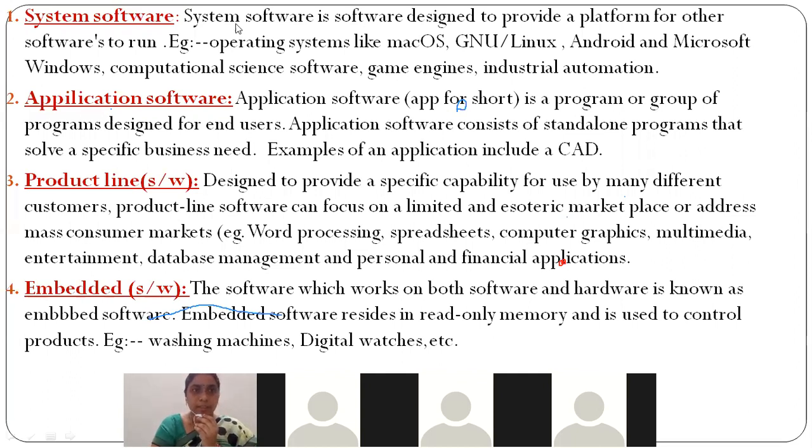First one is system software. These are the software that are designed to provide a platform for other software to run. See, an example of system software which you people will be seeing is the operating system. Once you purchase any laptop or desktop, you can't directly interact with it without loading some basic software into it. So the basic software you will first be loading is the operating system. Operating system is an example of system software.